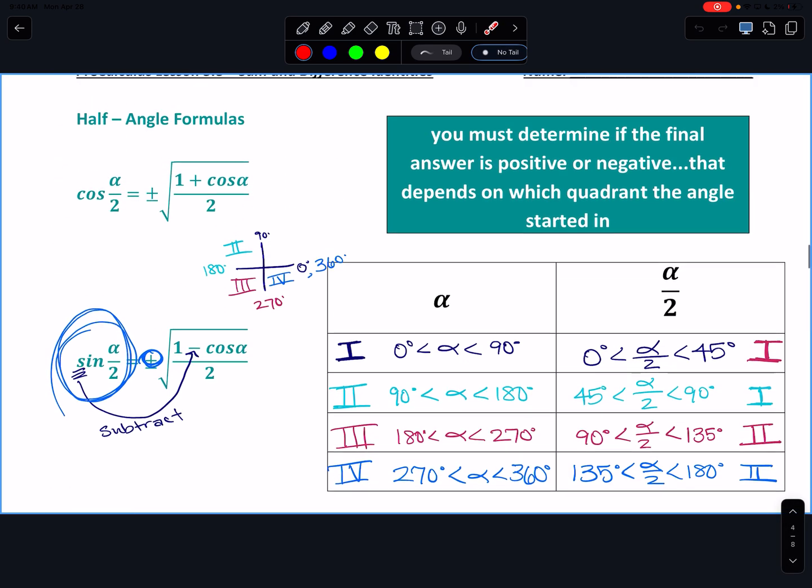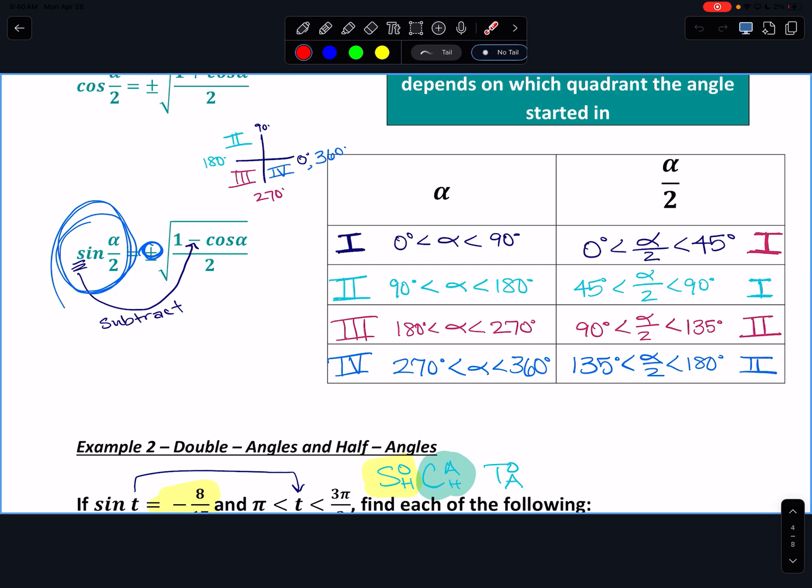Then we talked about the half angle. So if you start in the first quadrant and you half that, you're going to end in the first quadrant. If you start in the second quadrant, you half that, you're still going to end in the first quadrant. And if that happens, then everything is positive in the first quadrant. If you start in the third and fourth and you half them, then you're going to end in the second. Sine is what in the second quadrant? Positive or negative?